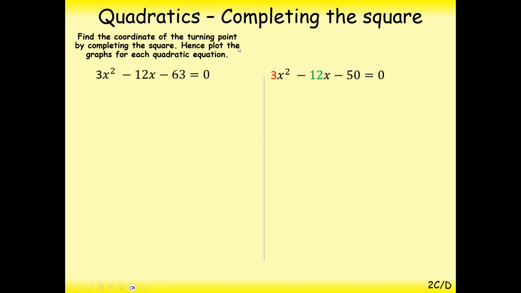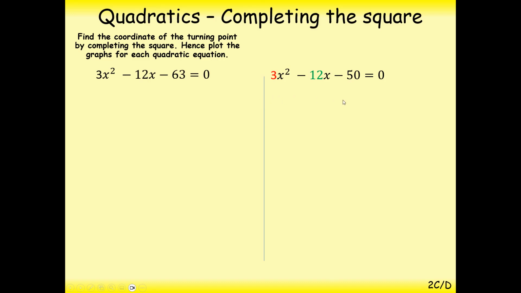The question asks us to find the turning point by completing the square, and hence draw the graph for each of these equations. That involves you solving it as well as completing the square. So have a go at it, and then I'll show you the answer. Pause the video.